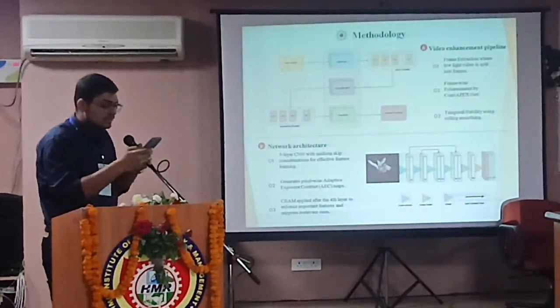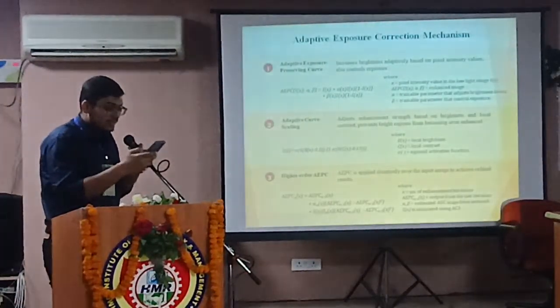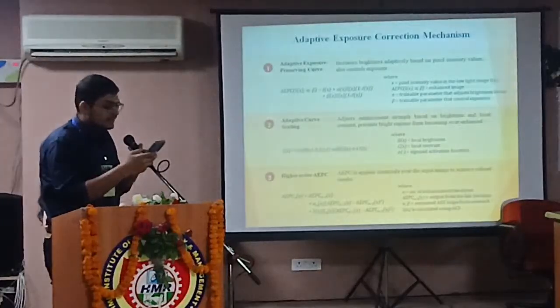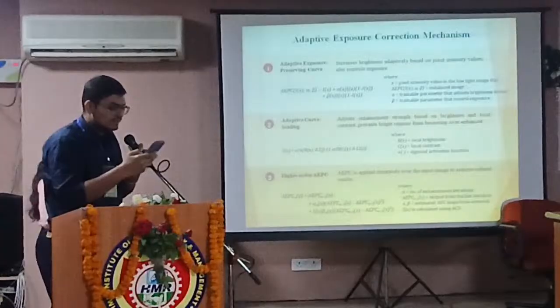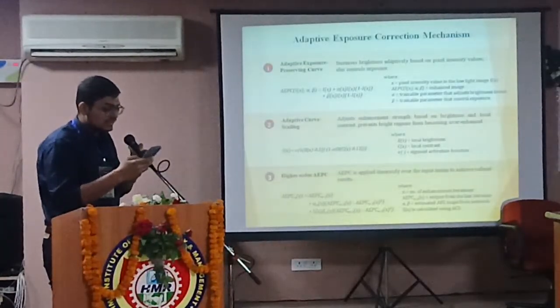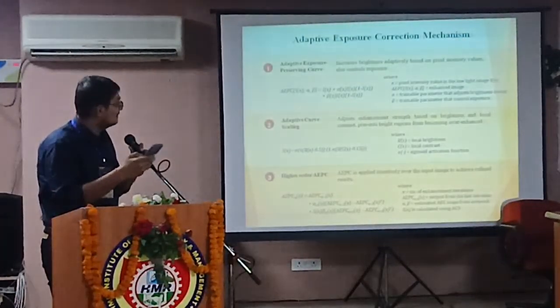This brings us to the equations which use these maps as input. Now we will briefly discuss the core mathematical equations that drive our enhancement process. The first equation is AEPC. It increases the brightness adaptively based on the pixel intensity of the input image, while also controlling exposure. It adjusts each pixel using two trainable parameters, alpha and beta.